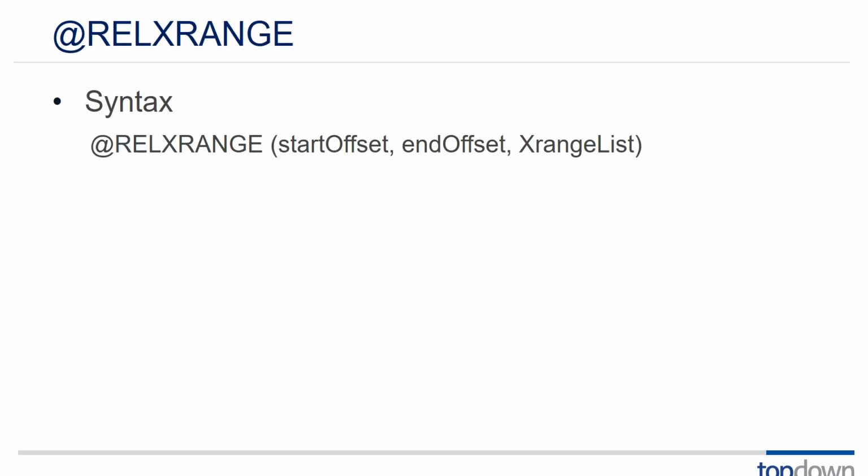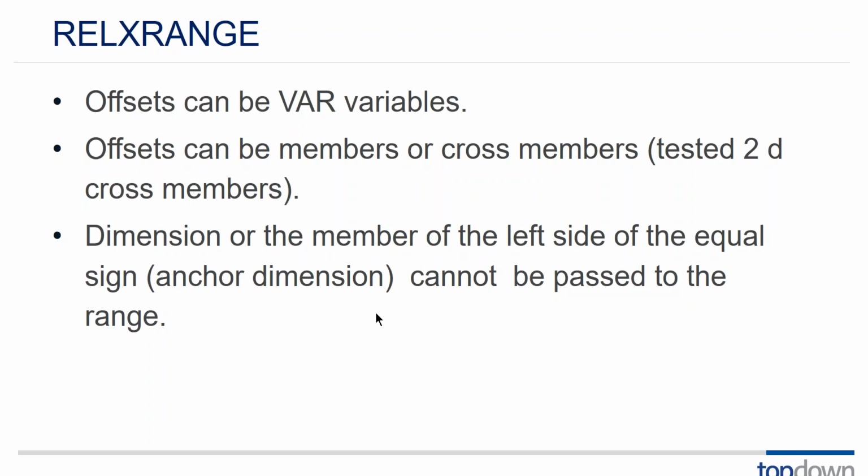We're going to add rel X range to that. The rel stands for relative, and we can put a moving window with a start offset and an end offset, and then the X range list in the format that we saw before. So this gives us true moving averages. Some interesting advantages to the rel X range construct. The offsets can be variables, or you can do expressions. And we'll see an example of that in a minute. The offsets can be members or cross members, and I tested two-dimensional cross members. Of course, a cross member is when we use a cross-dimensional operator.